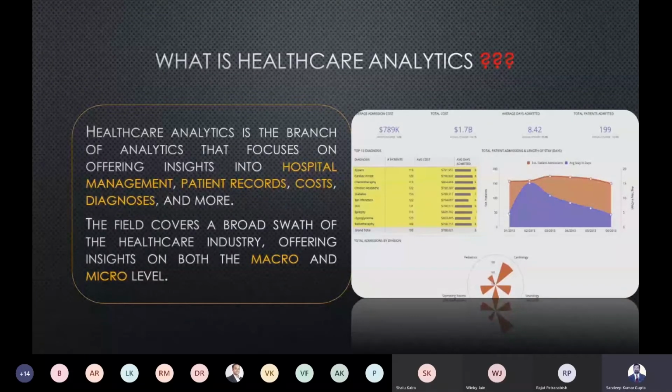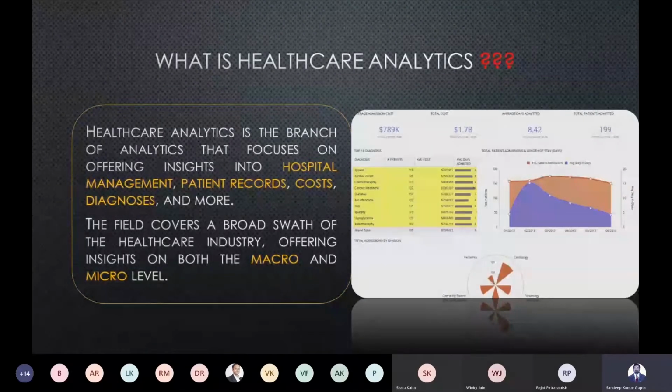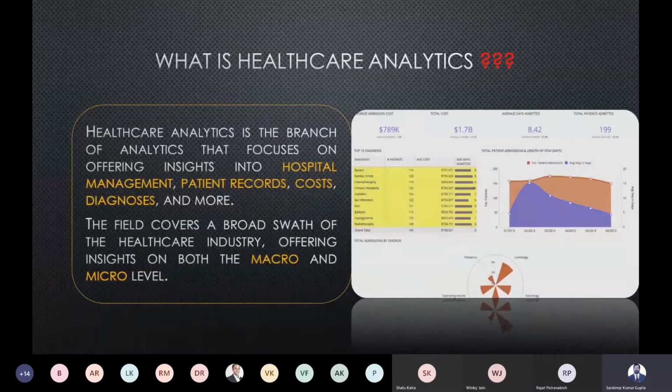You can say clinical data, right? So there are only two kinds of data which can drive and further process to take out certain insights from that. And the field covers a broad swath of the healthcare industry, offering insights on both macro and micro level. Means we can focus on maybe a population, spread of like COVID-19. You can address issues like this, or maybe we focus on micro level on a patient, particular health facility. So yes, it can be widely used in that way.